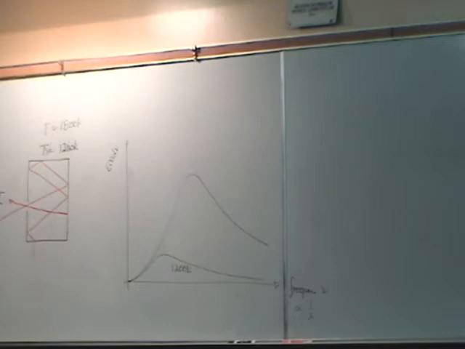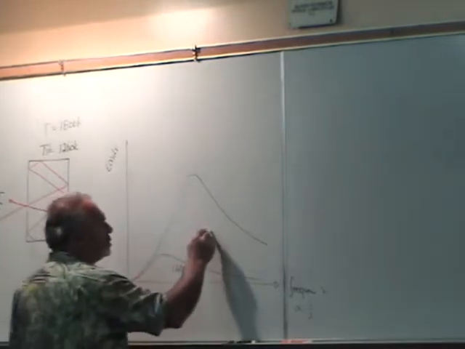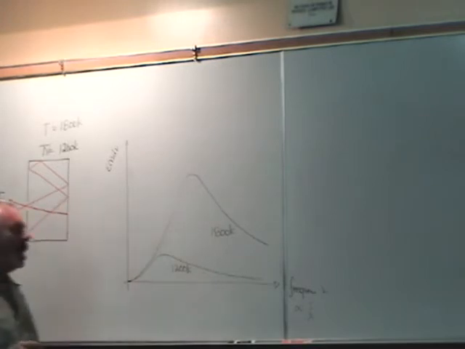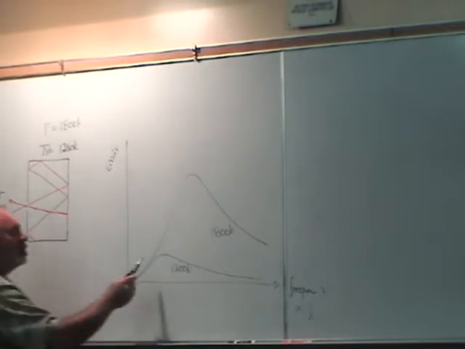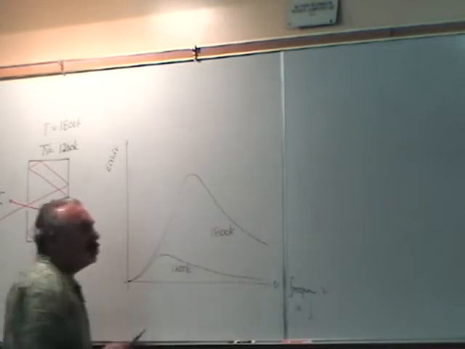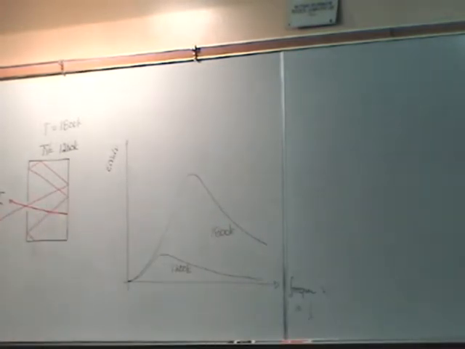Gotten higher, the peak has moved, but it's the same basic curve. That was at 1800 K. And every time we raise the temperature, we get a new curve. Every time we raise the temperature, the curve goes higher and the peak shifts to higher frequencies.